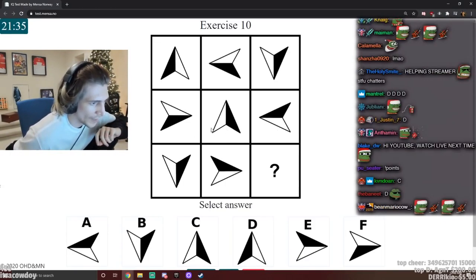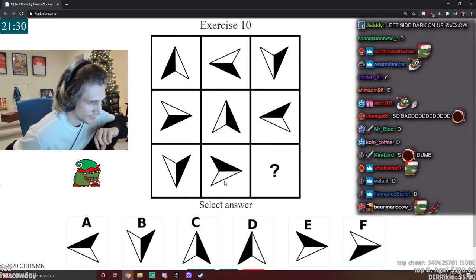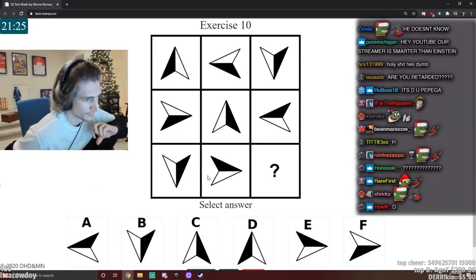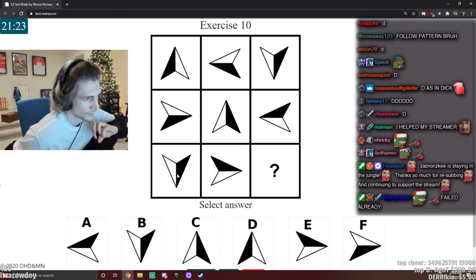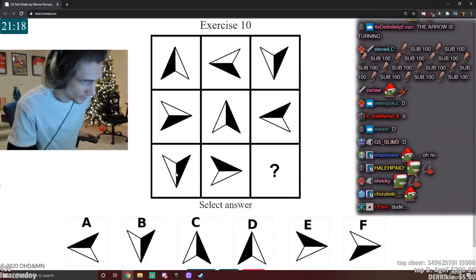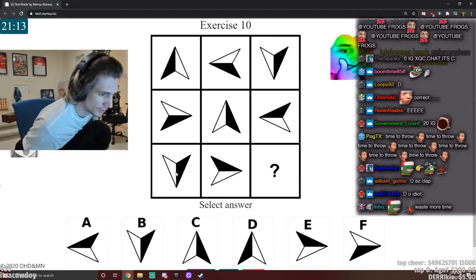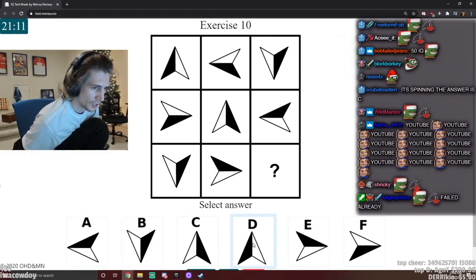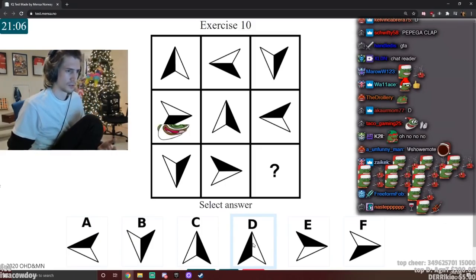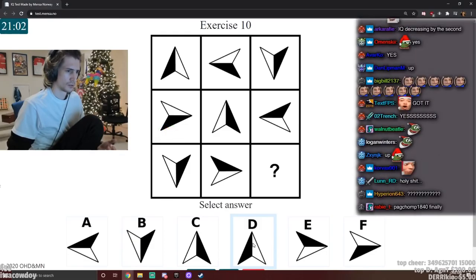Okay, these are all right side full. These are all left side full. We're looking for a left side full. Left side full, huh? Left side full. Up. Up. Up!